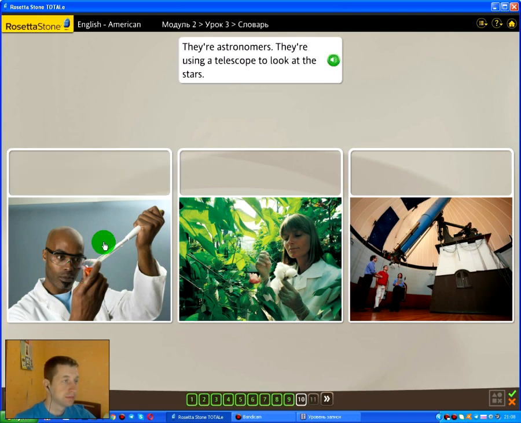They're astronomers. They're using a telescope to look at the stars. Они астрономы. Они используют телескоп, чтобы смотреть на звезды.